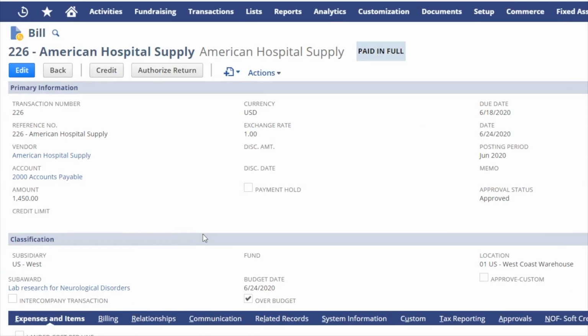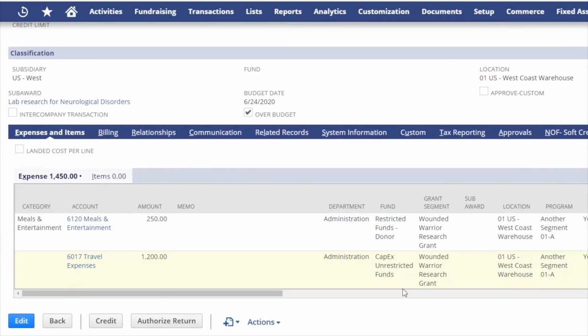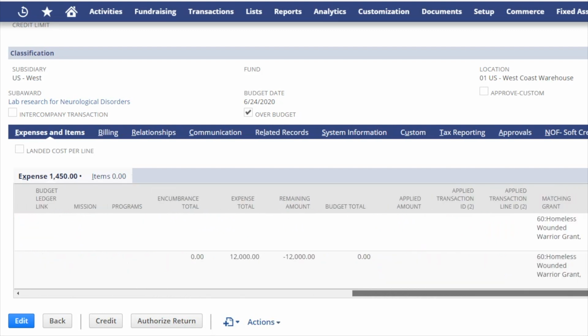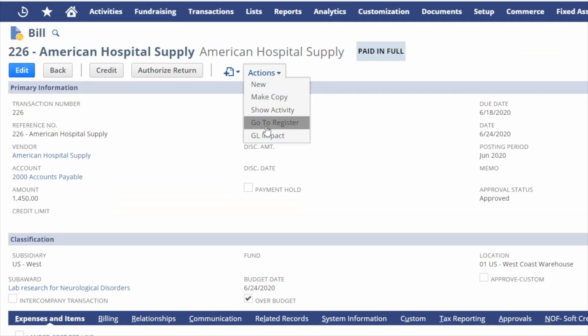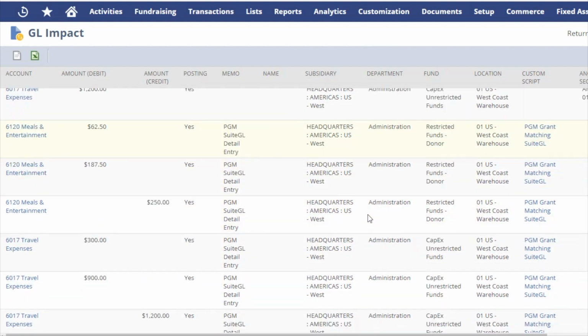When viewing a vendor bill, we can see the expense lines charged to this particular grant, the Wounded Warrior Research Grant. And then coming from the allocation tab that we just looked at on the grant award, we can see which other matching grants are included. Drilling down on the GL impact, we can see the real-time changes or impacts.